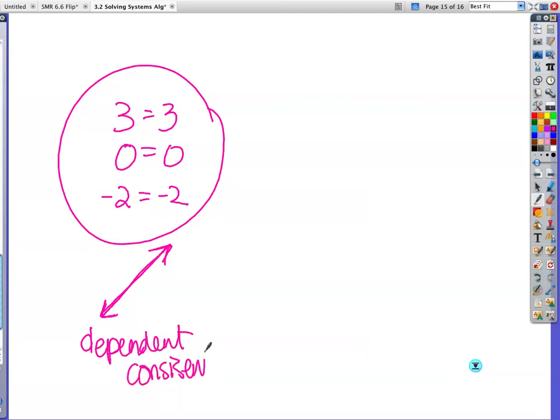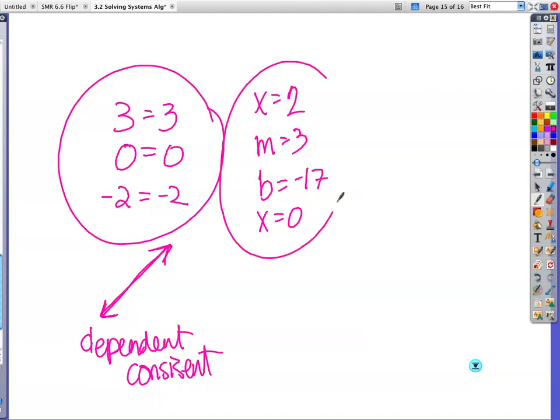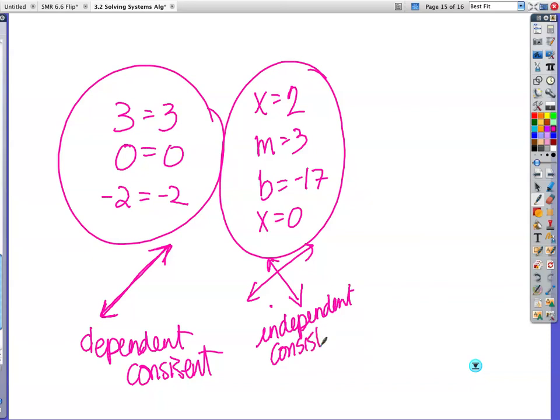I had to think for a little bit. What were the words that I wanted to use? Okay, if you get answers like x equals 2, m equals 3, or if b equals negative 17, or even x equals 0. Be careful with that. Sometimes kids think x equals 0 is not an answer. Anytime that happens, you have lines that are doing this. Make sure you put it together in a nice little table in your notes. That means they're independent and consistent. One line's going one way, you have an actual solution.